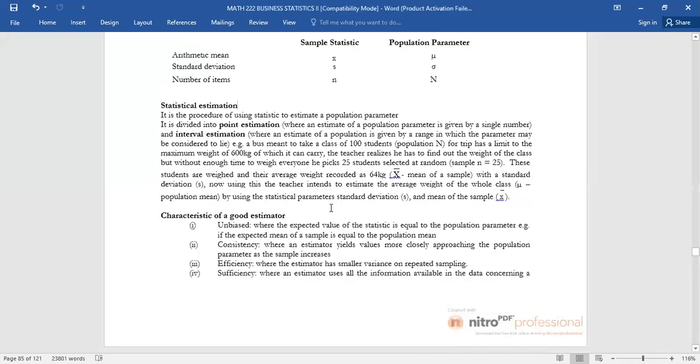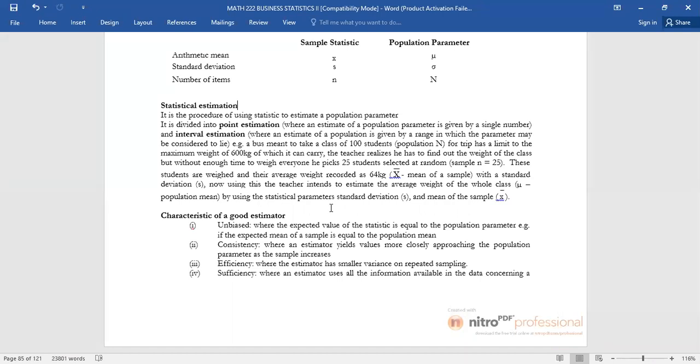So I was talking about the statistical estimation, and this is the procedure of using statistics to estimate a population parameter, where we do what we call the point estimation, where the population parameter is given by a single number, or we can do what we call interval estimation, where an estimate of population is given by a range. So you normally get a range, and I've given an example there.